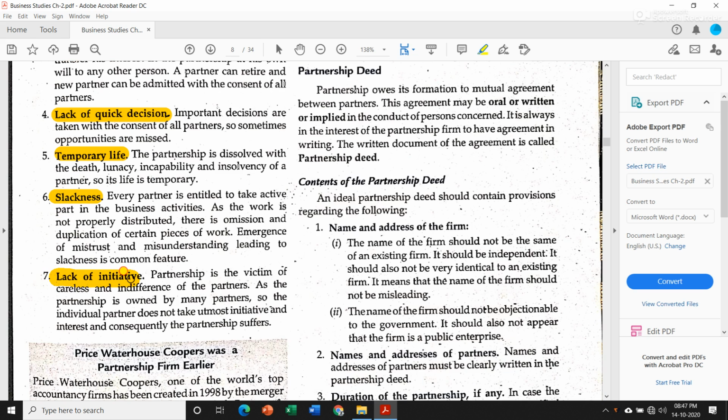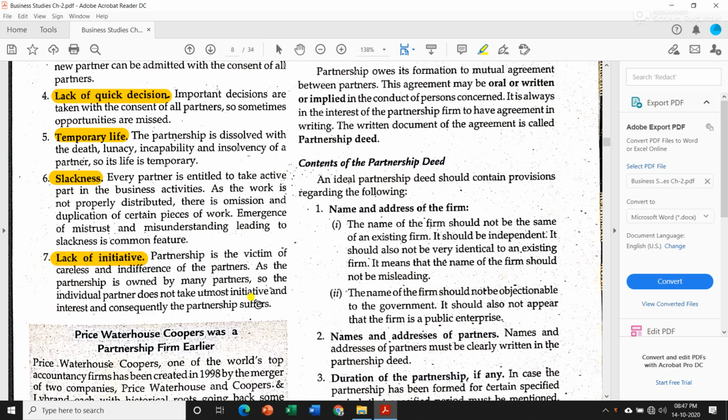Then lack of initiative. Partnership is the victim of carelessness and indifference of the partners. As in the above point I told you, some partners may feel like they don't need to do any work, so in a partnership owned by many partners, the individual partner does not take utmost initiative and interest, and consequently the partnership suffers because of the laziness or slackness of some partner. It is the partnership firm that is ultimately going to face or suffer.